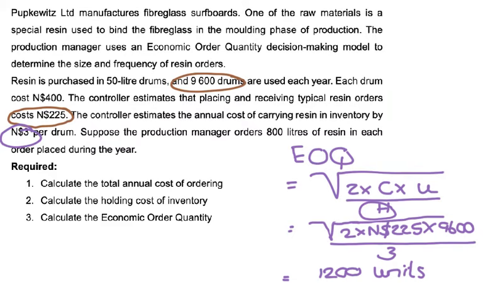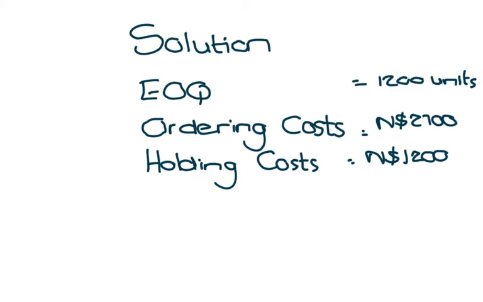So I'm saying it's economically the wisest to order 1,200 units each time, because in this way you will reduce your holding cost, your ordering cost, and also make sure that you won't go out of stock. This is then your final solution. Your economic order quantity was 1,200 units. Your ordering cost was 2,700 for the annual usage, and your holding cost was 1,200.